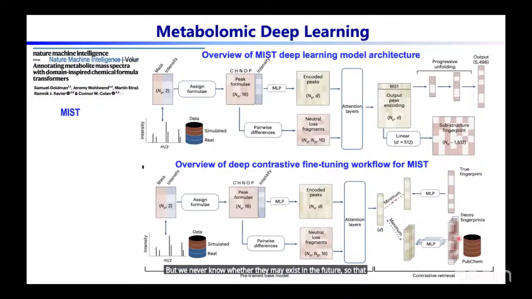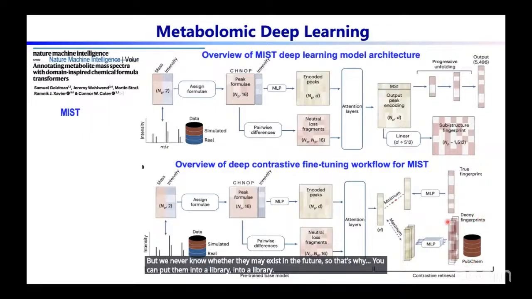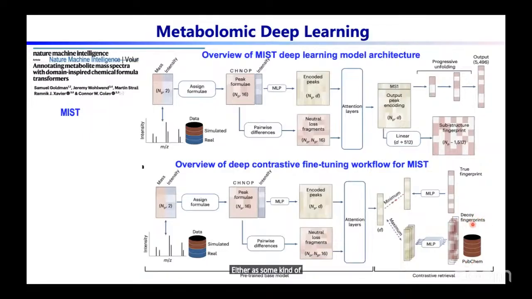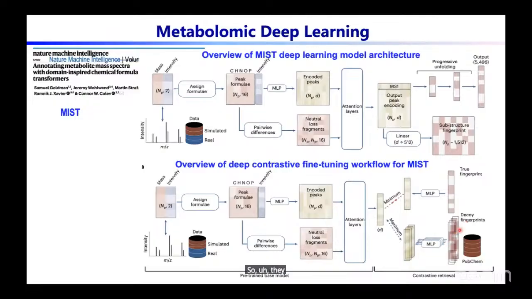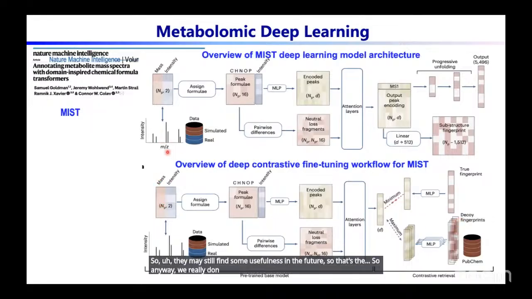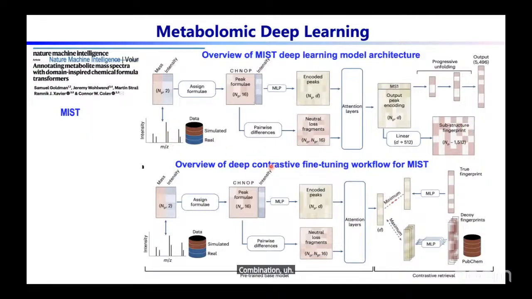So that's why you can put them into a library, either as some kind of decoy, meaning that they may be fake ones instead of real ones, but you never know. So that's why you put them into a decoy library along with the real chemicals in the PubChem. So they may still find some usefulness in the future. Anyway, we really don't know whether a particular combination can really be synthesizable.